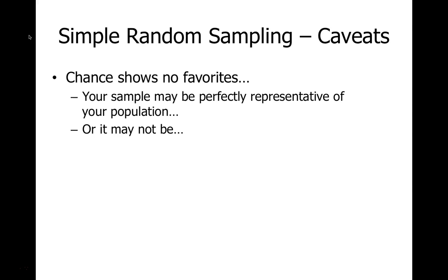So with simple random sampling, this is obviously based on probability. So ideally everybody has an equal probability or some probability of being selected. And so based on what we know about probability and the role of dice, essentially, people often use dice rolling as a way to demonstrate probability. And so chance shows no favorites.